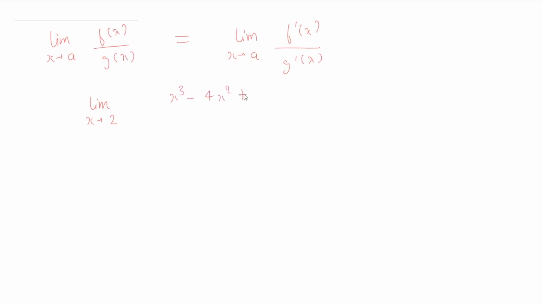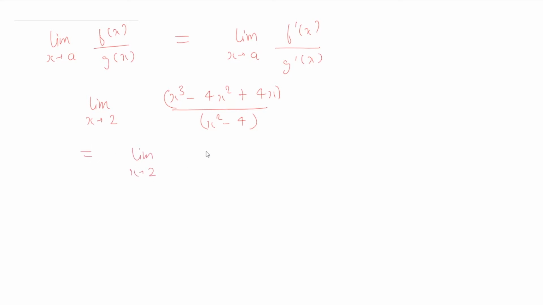So what is the L'Hopital rule? Let's first write the L'Hopital rule once again. It is like limit x approaches a of f(x) over g(x). If it is a 0 by 0 form, which is the case in our example, then we can simply write it as limit x approaches a of f prime x, or f dash x, over g dash x, right? So let's take now our example. The example was limit x approaches 2 of x cube minus 4x square plus 4x over x square minus 4. So now I'll be differentiating the numerator as well as the denominator.